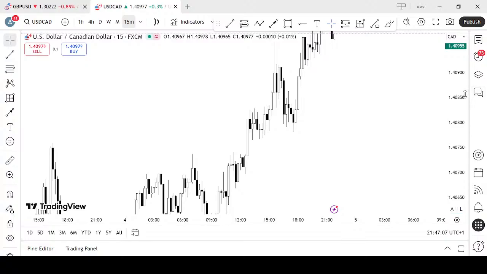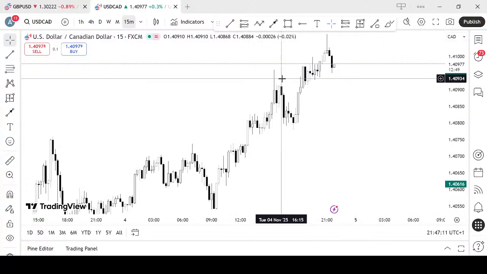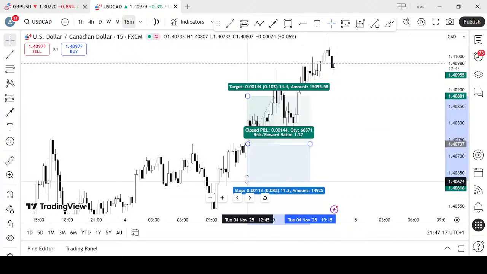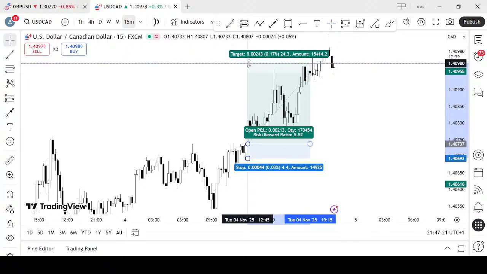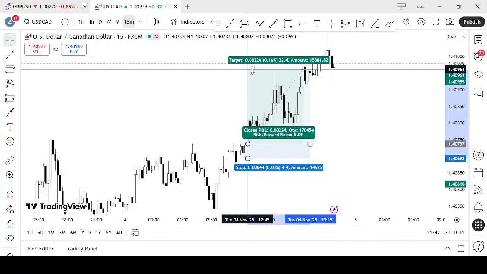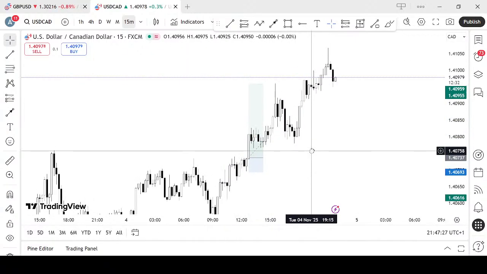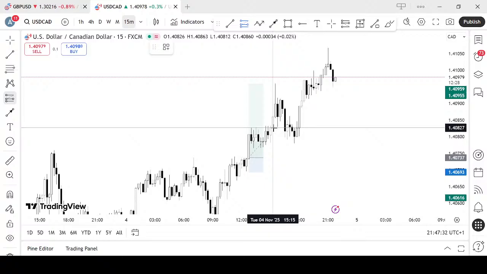And as you can see, it did play out well, did more than 1:5, and that's all I would have. Yeah, it did more than 1:5 here. This is another entry here. This is another entry here. The 15 minutes.